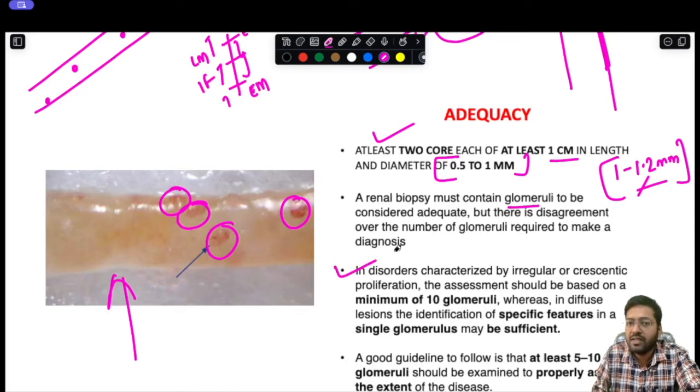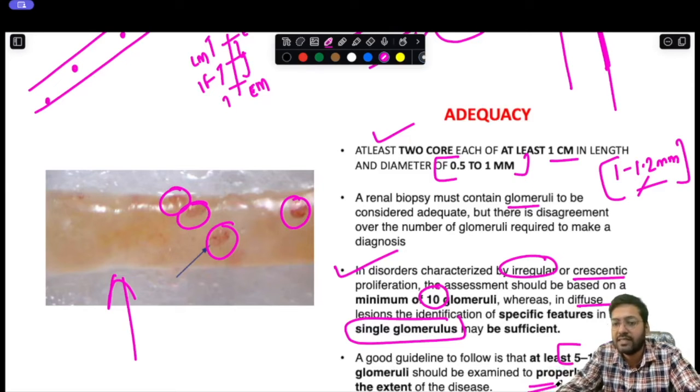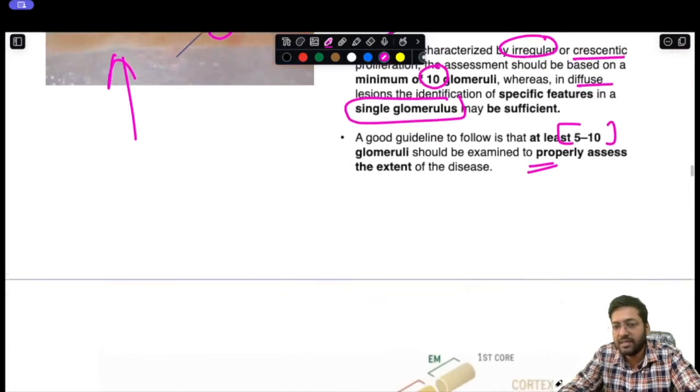For example, in disorders characterized by epithelial proliferation, like irregular or crescentic proliferation, the assessment should be based on a minimum of 10 glomeruli. Whereas in diffuse lesions, the identification of specific features in a single glomerulus may be sufficient for diagnosis. A good guideline to follow is that at least 5 to 10 glomeruli should be examined to properly assess the extent of the disease. So this is the adequacy of the renal biopsy.